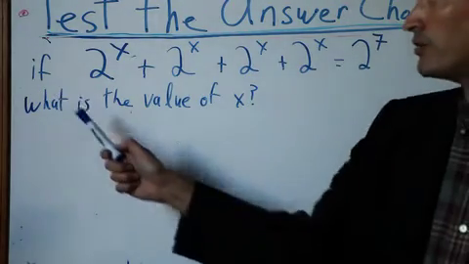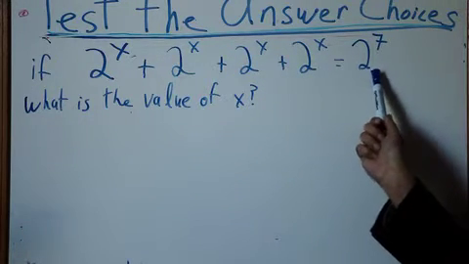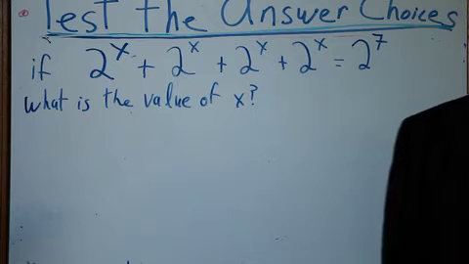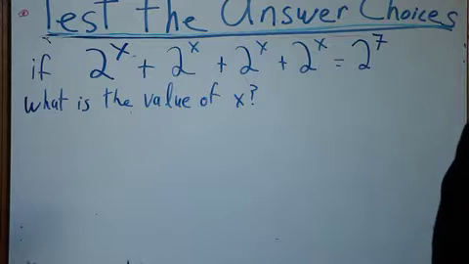Let's look at it. If 2 to the x plus 2 to the x plus 2 to the x plus 2 to the x equals 2 to the 7th, what is the value of x? Here they gave you no choices, and yet we could try to think of a few using some estimation.